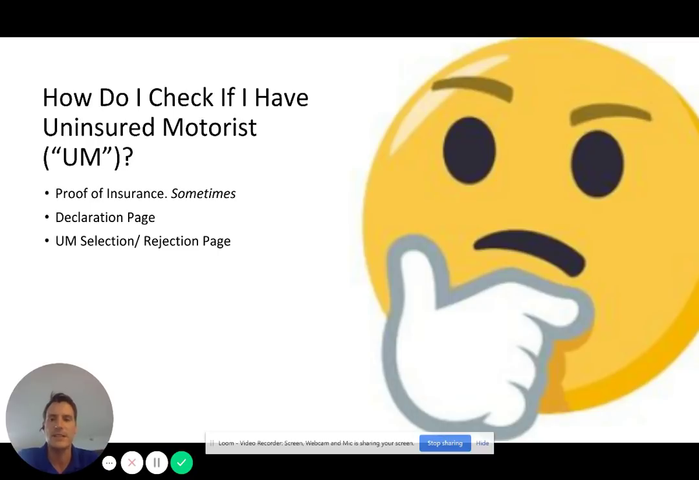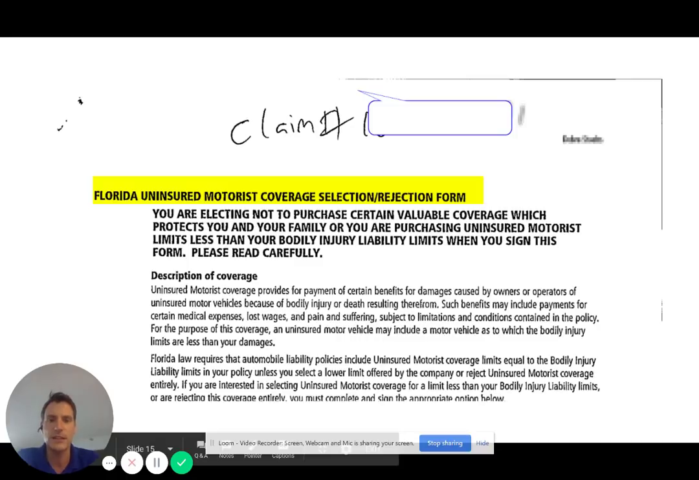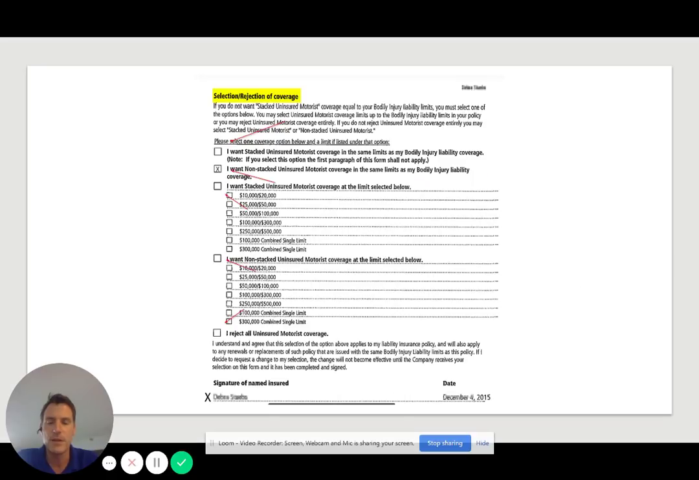So if we see that a declaration page doesn't have any UM listed on it, we're still checking the UM selection or rejection page. And that's what this is right here. Let's say that you're the person purchasing this insurance, and we're looking at your uninsured motorist coverage. Every time that you buy any insurance, Florida law says that you have to fill out this form, and the insurance company has to make sure you fill out this form. It's a form where you choose the uninsured motorist coverage that you have, or you choose to reject the uninsured motorist coverage.